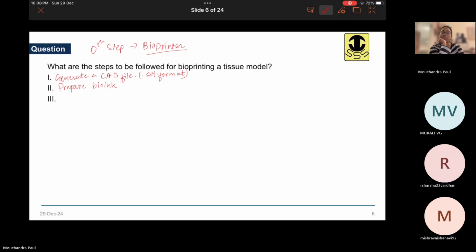Sorry, can you repeat? Your voice got very low. No, ma'am. After producing it, we have to check its compatibility, how the material is. Okay, so viability you will check and all, right? But before that, how will you ensure that the ink that you made for the bioprinter is basically working well? How will you ensure?